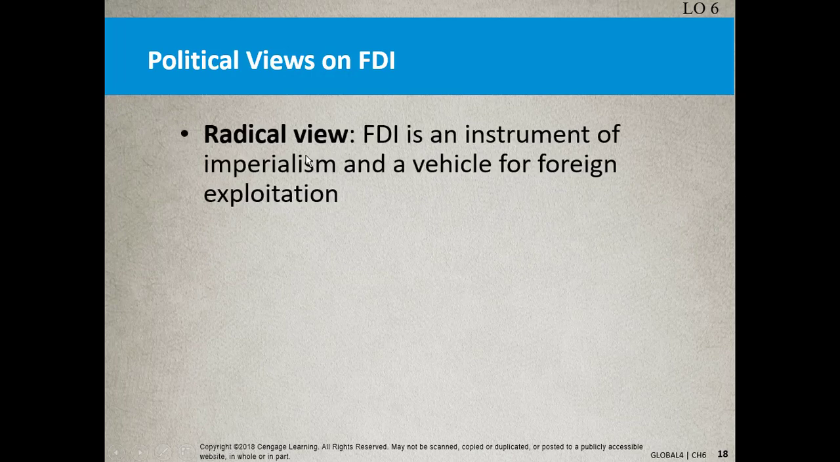So the political views, there's the radical view. That's the first one, where FDI is an instrument of imperialism and a vehicle for foreign exploitation. I feel like I'm quoting Hugo Chavez, right? When he was still alive, a former president of Venezuela. Every reference he made to multinationals, usually he invoked the word imperialismo. And so that was one of the big tenets of the radical view of Hugo Chavez, which is still alive today, by the way, in Venezuela.